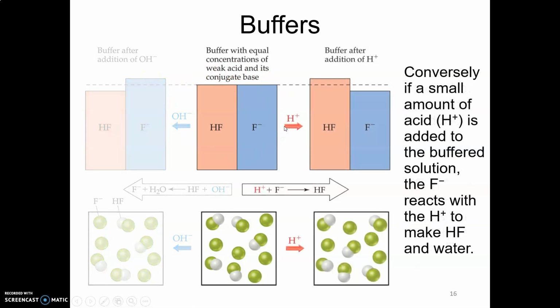If you look at the other side, you see the exact opposite, right? If we were to add protons to this buffer, the fluoride ion, which is the base, would react with the protons. Thus, the concentration of the fluoride ion would go down and the concentration of the acid would go up. Again, not very large differences here, but that's because the concentration is not dramatically changing because we haven't added a large amount of protons. This is a small amount of protons that we are trying to buffer.